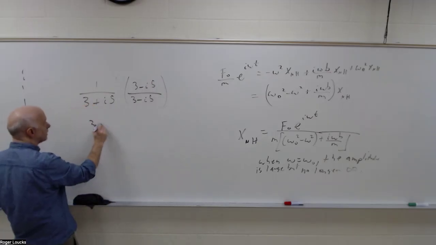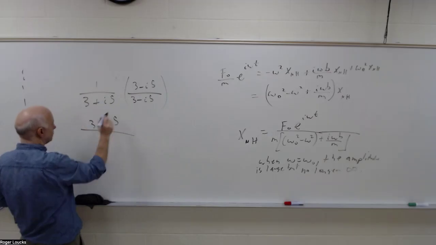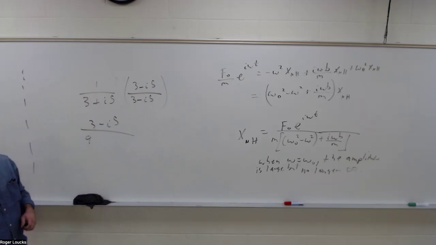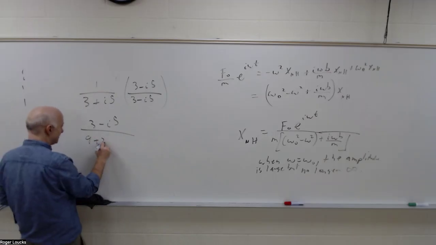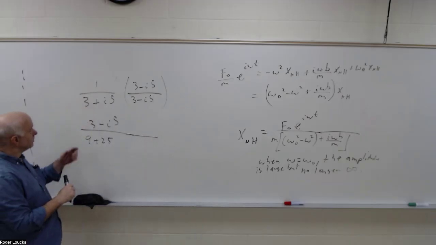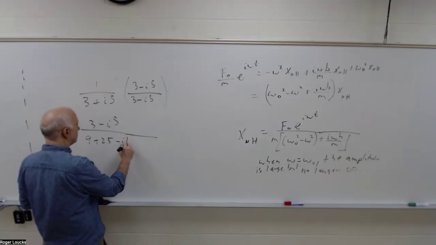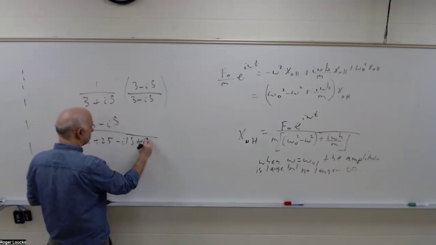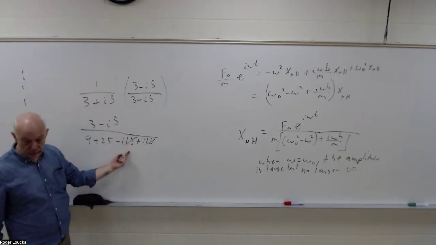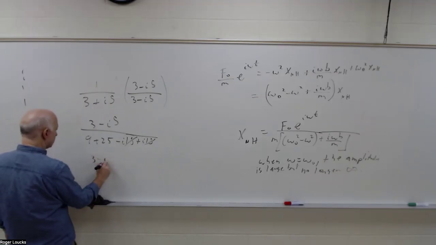So what does this give me? 3 times 3 is 9. Then 5i minus 5i is 5i, negative 25i squared, plus 25. Okay. What happens to the imaginary term? It goes away, right? Because this times this is minus 15i, and this times this is positive 15i. So that's what happens when you multiply by the complex conjugate, you get rid of the imaginary piece. And so this is 3 minus 5i all over 34.